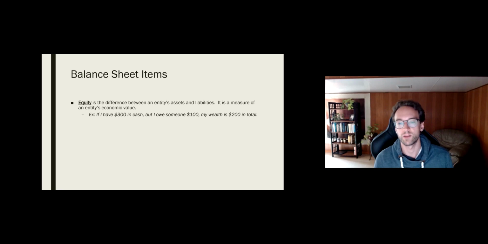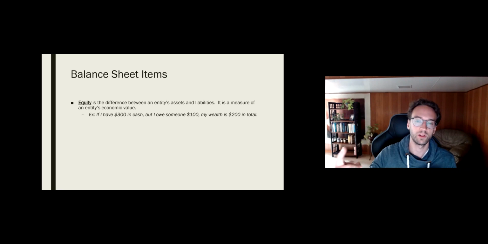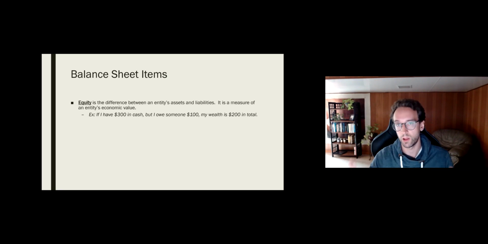Quick intuitive example. Let's say I have nothing else but these two things. I have $300 in cash, but I owe someone $100. I have $300 of assets and a $100 liability. So my wealth total is $200. My equity is $200.